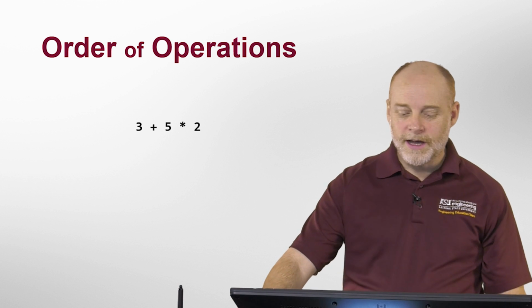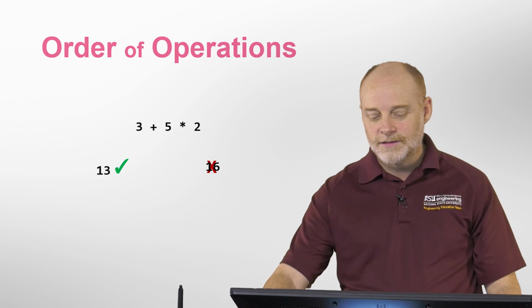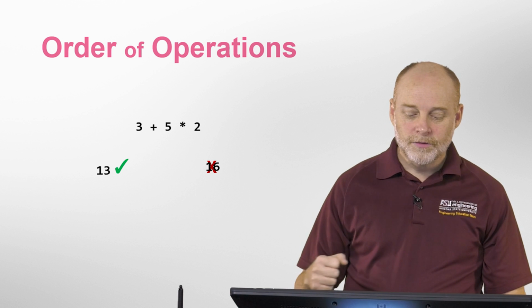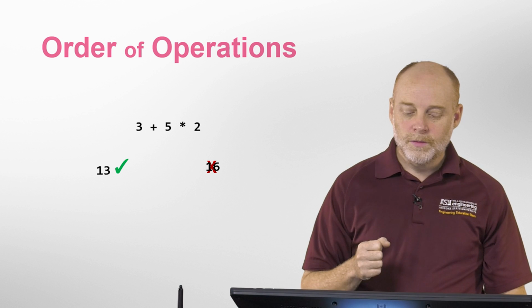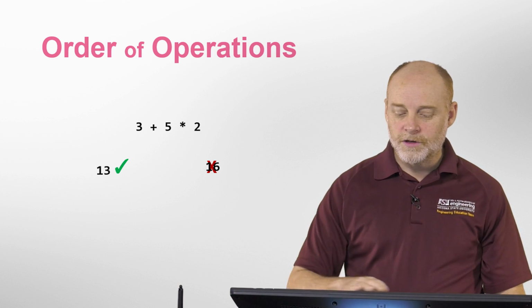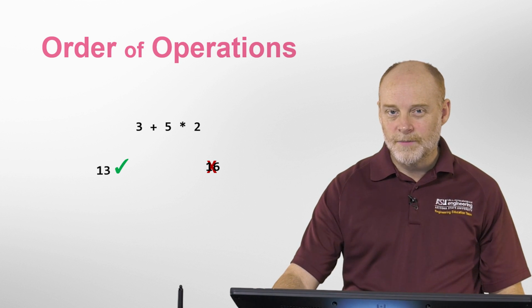If you've taken an algebra class, you're probably familiar with the concept of order of operations. And so this doesn't evaluate to 16. 3 plus 5, which is 8, times 2, would be 16. But we do the multiplication operation first. So 5 times 2 is 10, and then we add the 3 to that to get 13.